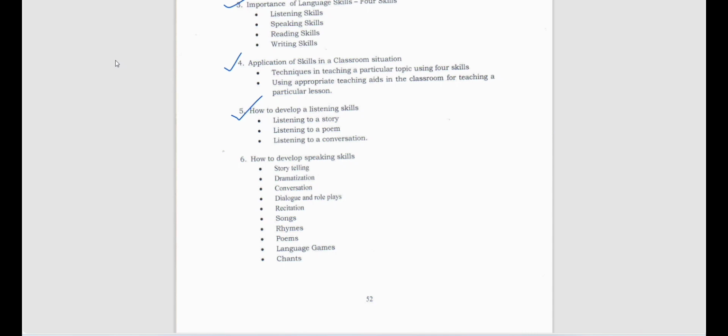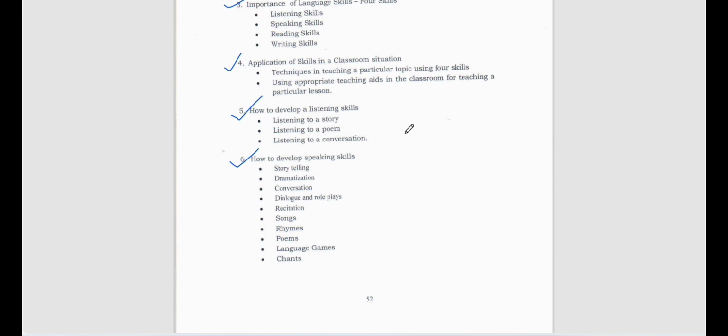All right, now let's go to 6, that is how to develop speaking skills. See, we have seen how to develop listening skills. If you want your listening skills to be developed, you should listen to a story, you should listen to poems, you should listen to conversation, okay? And this way your listening skills will be improved.